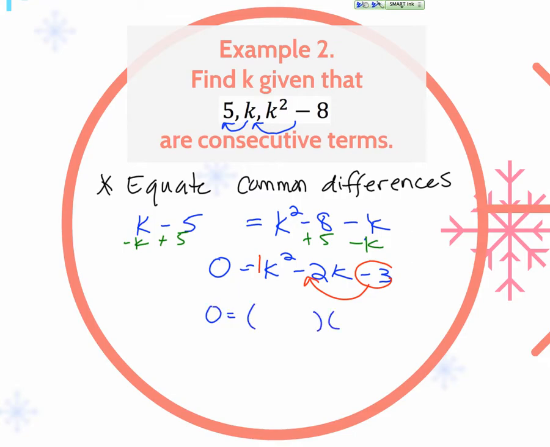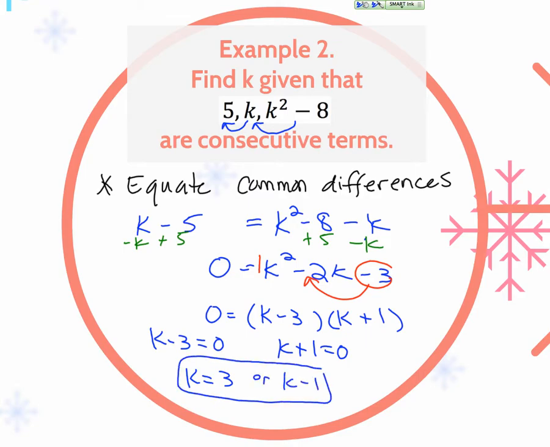So what are the factors of negative 3 that combine to equal negative 2? Minus 3 and plus 1. So then I can split this up into k minus 3 equals 0 and k plus 1 equals 0. It's that null factor law. So in this case, k could be 3 or k could be negative 1. So there's actually 2 potential answers for k.